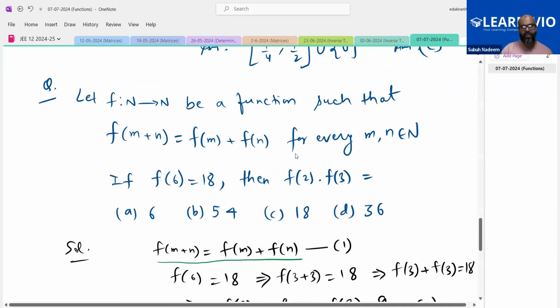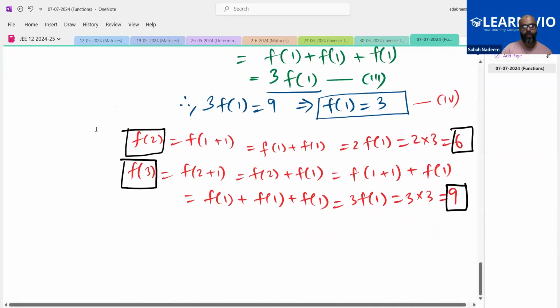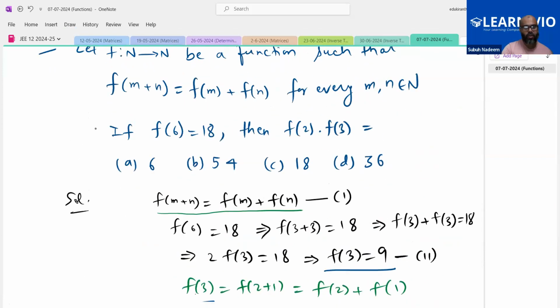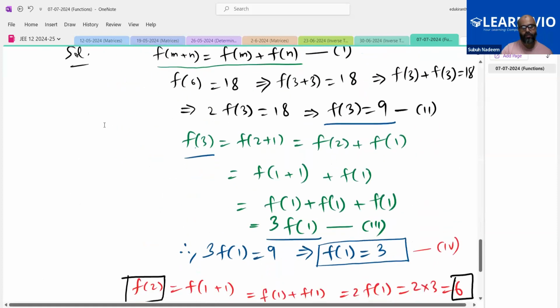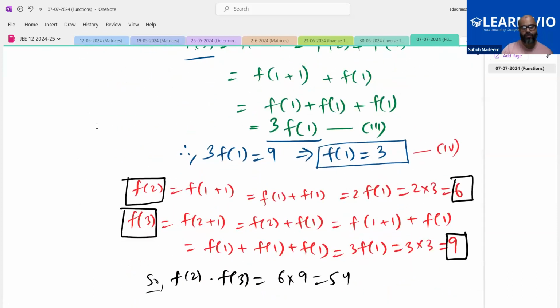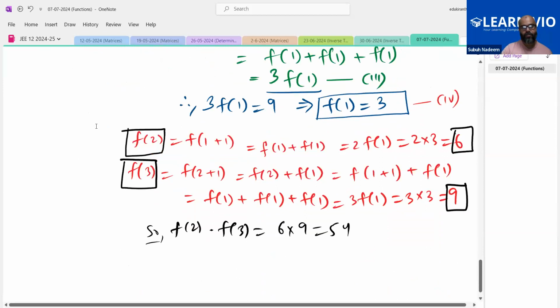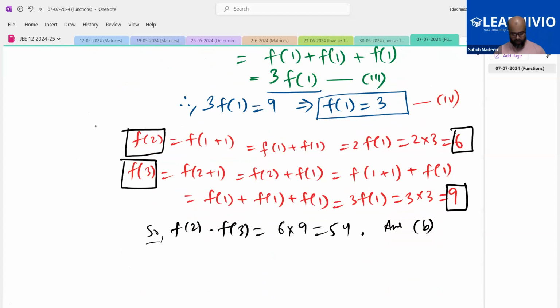And what we have to find is f2 into f3. So f2 into f3 will be equal to 6 into 9, which is 54. So correct answer is option B. Write this down, then we'll come to the next question.